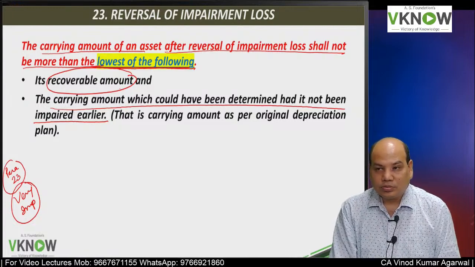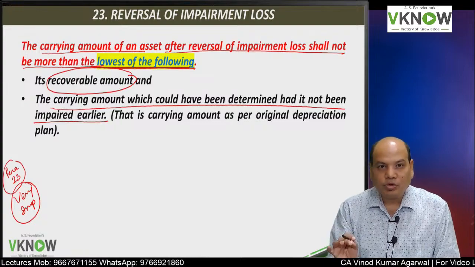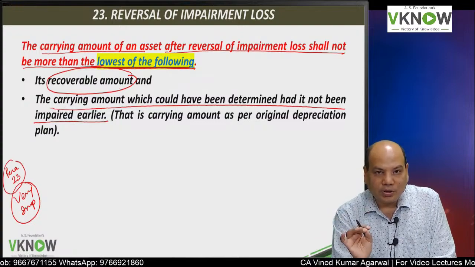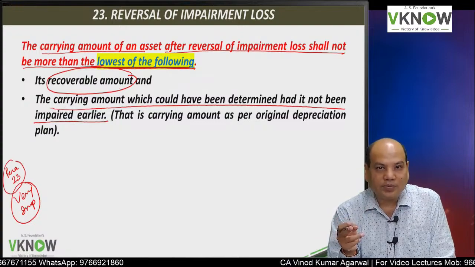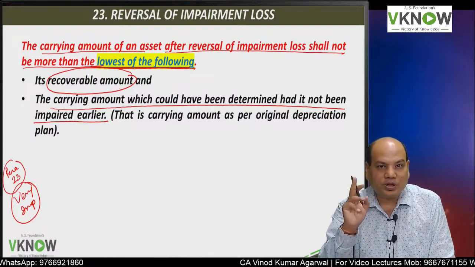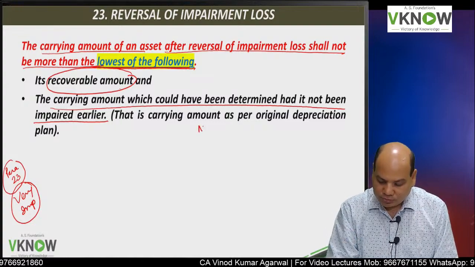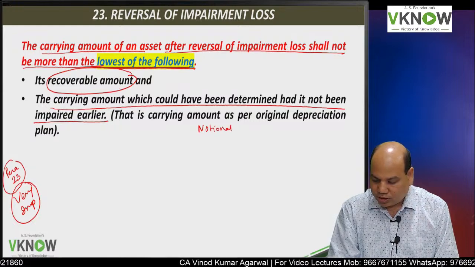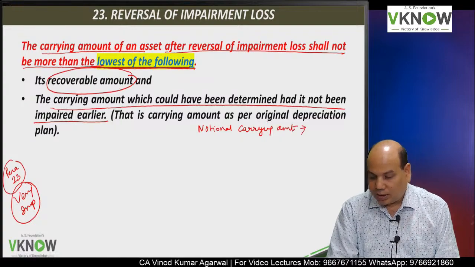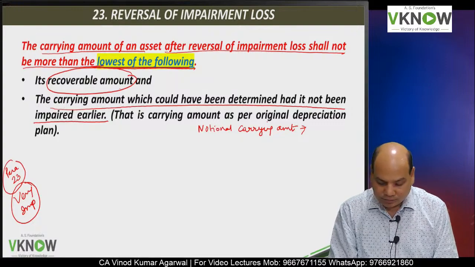If the asset was not impaired earlier, then today what would have been its carrying amount? So calculate the carrying amount again, assuming that you had never provided the impairment. You can continue to depreciate at the original rate and find out the notional carrying amount. Notional carrying amount means the carrying amount if there was no impairment loss provided earlier.